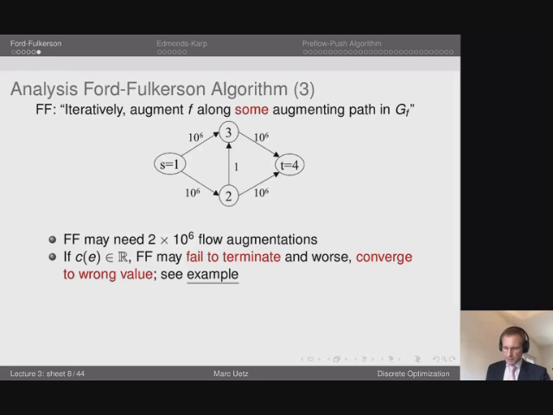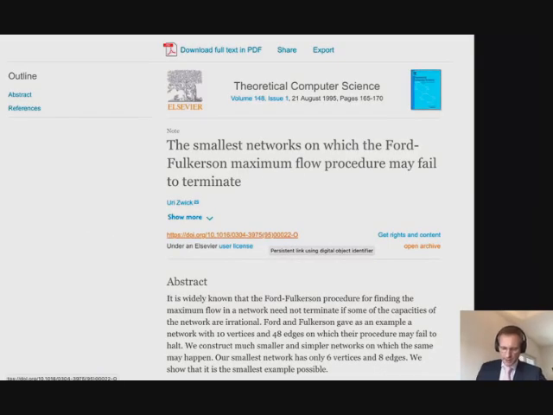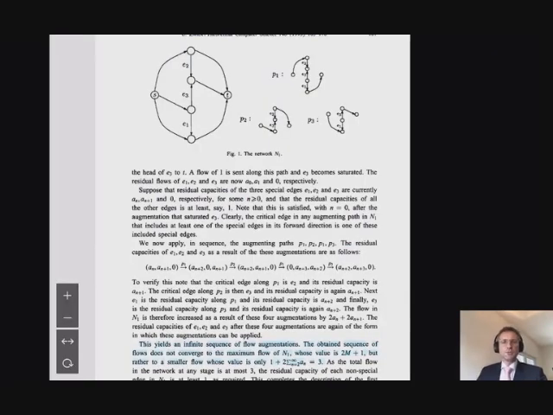And there is a paper where this is explained, a paper by Zwick from the mid-90s. It's called The Smallest Network on Which the Ford-Fulkerson Maximum Flow Procedure Will Fail to Terminate. It not only shows that the algorithm fails to terminate, it also shows that it converges to some value which is not equal to the maximum flow value.